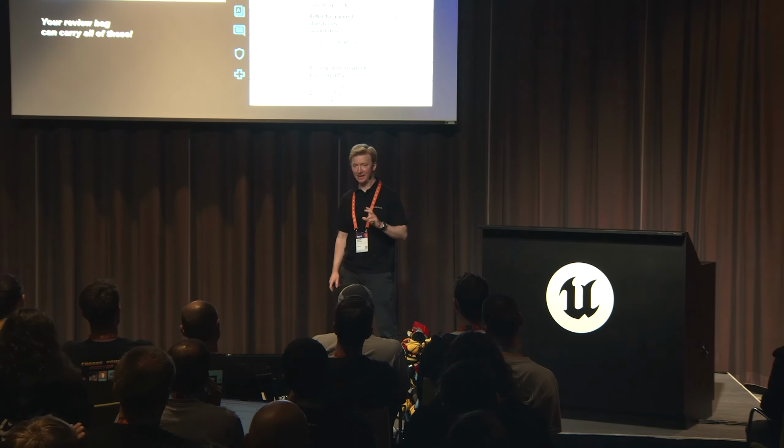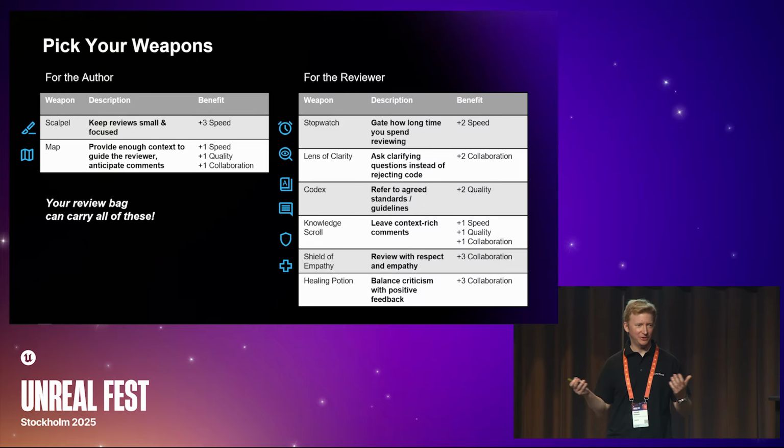But I think towards the end are two very important ones: review with respect and empathy, and balance criticism with positive feedback. Sometimes we get feature suggestions that indicate people are not really friendly to each other at all times when it comes to code reviewing, so remember that when you're doing it. So that's two things about the collaboration: think about your character, and think about what tools you're bringing to the code review.